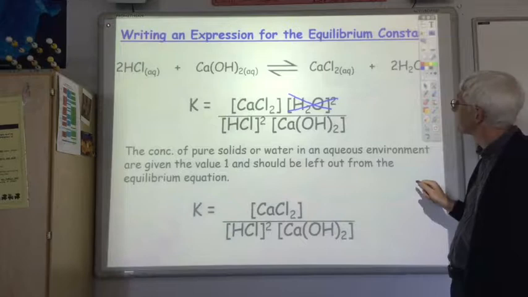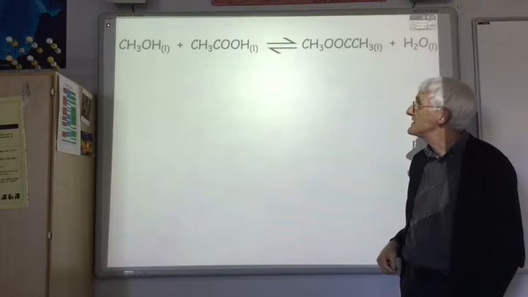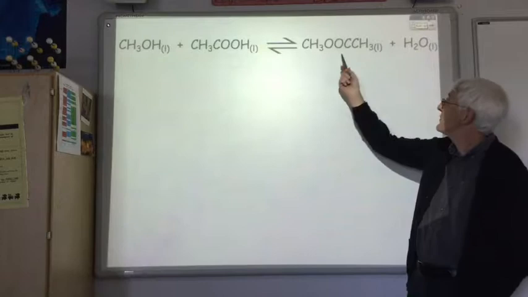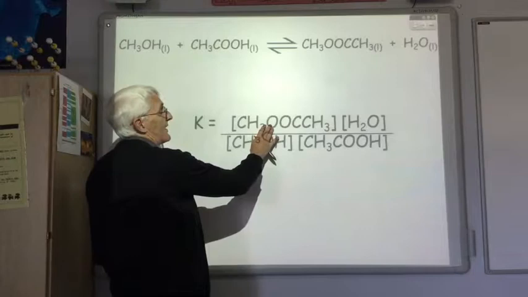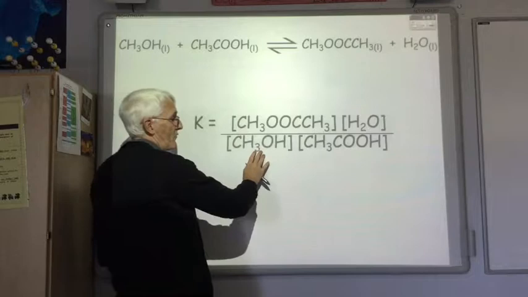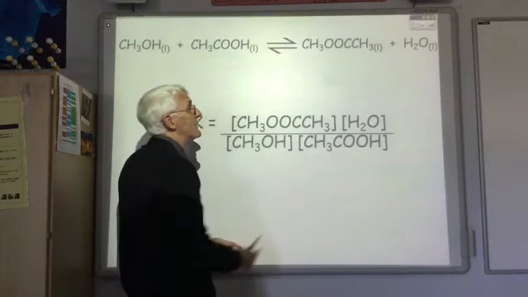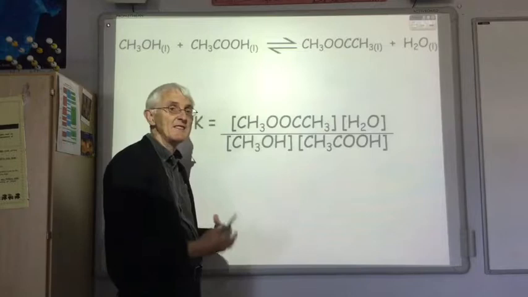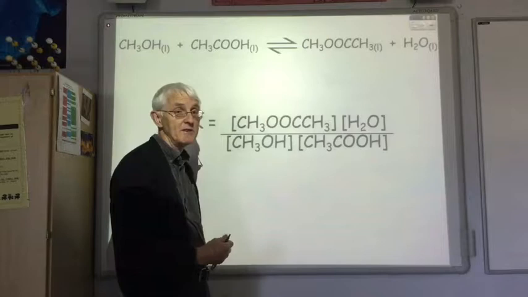Here's another example. So this is an ester being formed, a reaction between methanol and ethanoic acid to produce methyl ethanoate and water. Now, the expression for the equilibrium constant for this reaction is methyl ethanoate times the water divided by the methanol times the ethanoic acid. Now this time, the H2O does appear in the equation because we've got water, but it's not in an aqueous environment. These are all just liquids. They're organic liquids. They're not things dissolved in water, which would be shown by an aq. So because water this time is not in an aqueous environment, it does appear in the equilibrium constant.